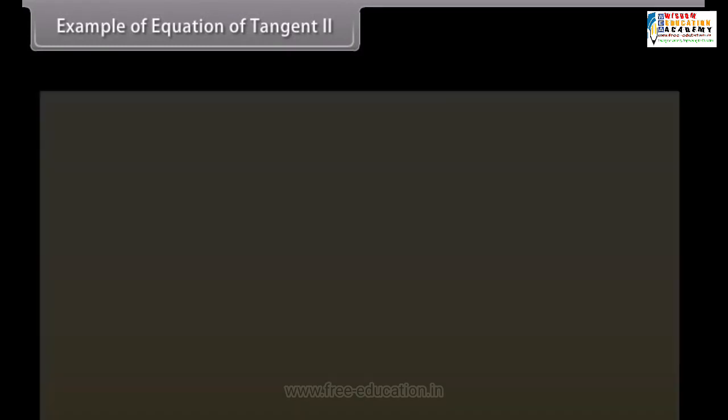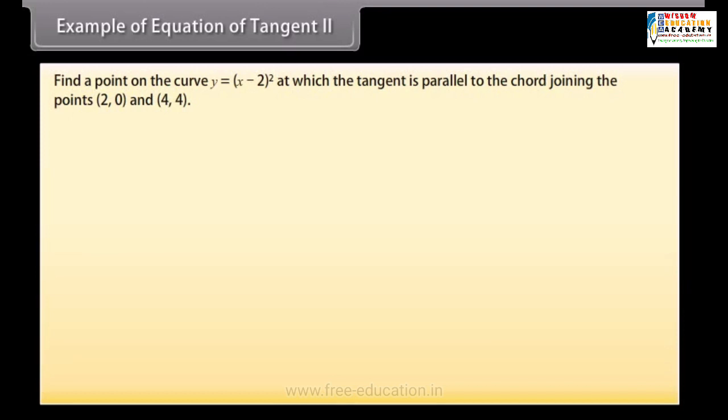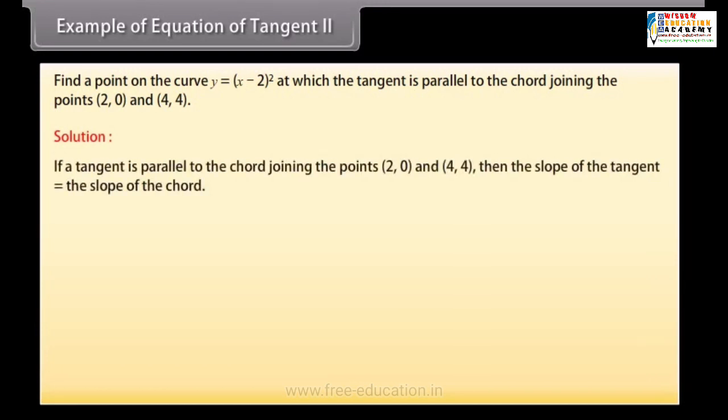Example of equation of tangent 2. Find a point on the curve y is equal to (x minus 2) square at which the tangent is parallel to the chord joining the points (2, 0) and (4, 4). Solution. If a tangent is parallel to the chord joining the points (2, 0) and (4, 4), then the slope of the tangent is equal to the slope of the chord.